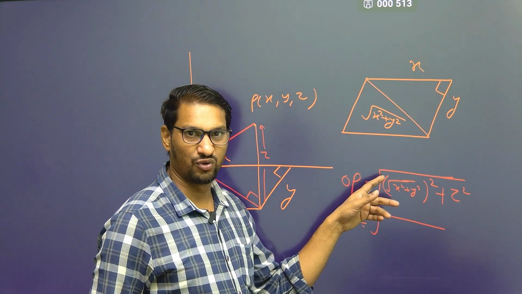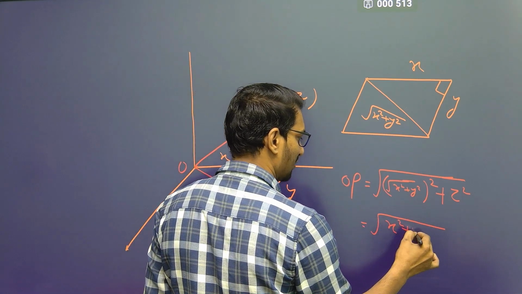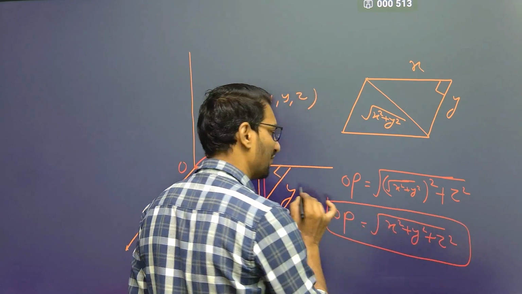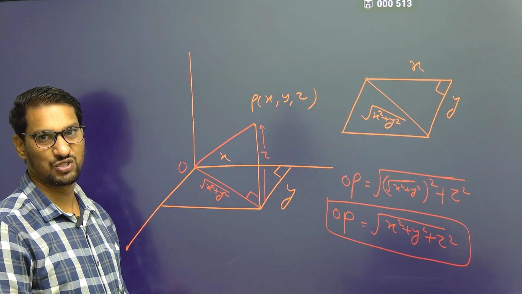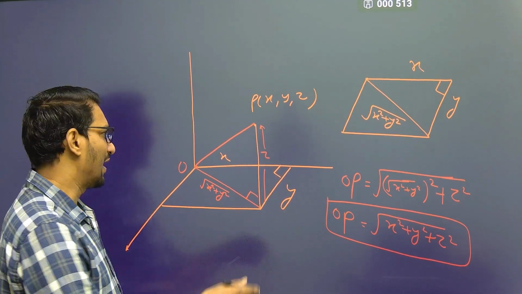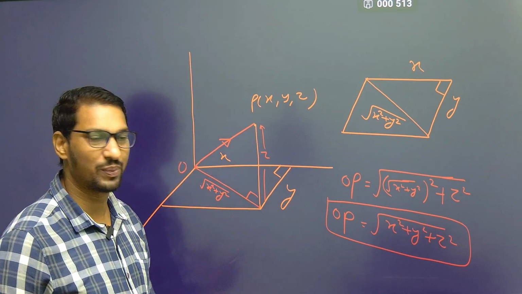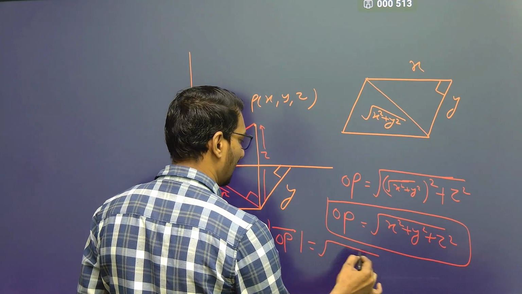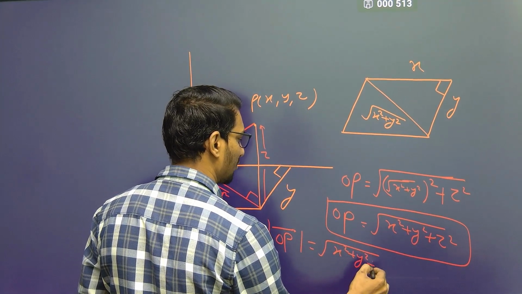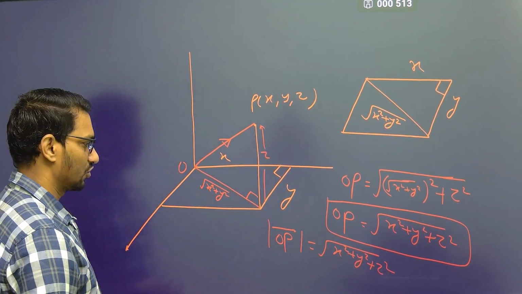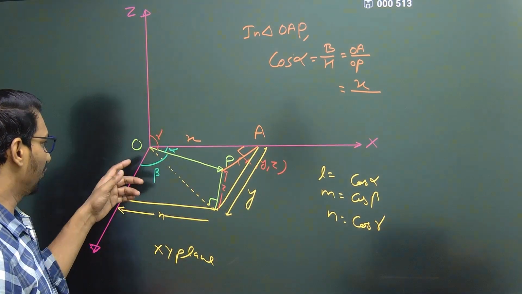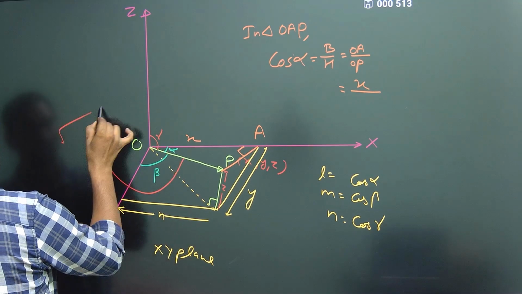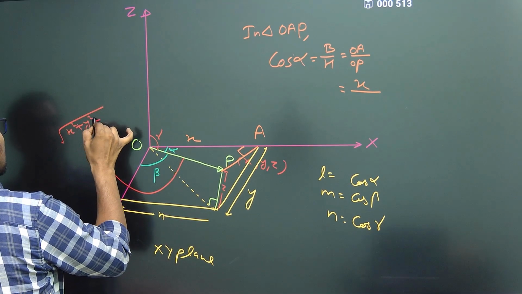After squaring, the square root cancels out. So x square plus y square plus z square. So the length of OP is nothing but square root of x square plus y square plus z square. This is also known as the magnitude of vector OP, also written as square root of x square plus y square plus z square. So in this diagram, we conclude that OP is nothing but square root of x square plus y square plus z square.